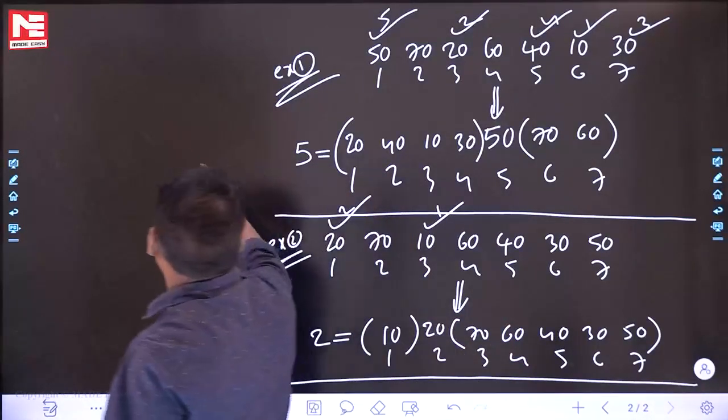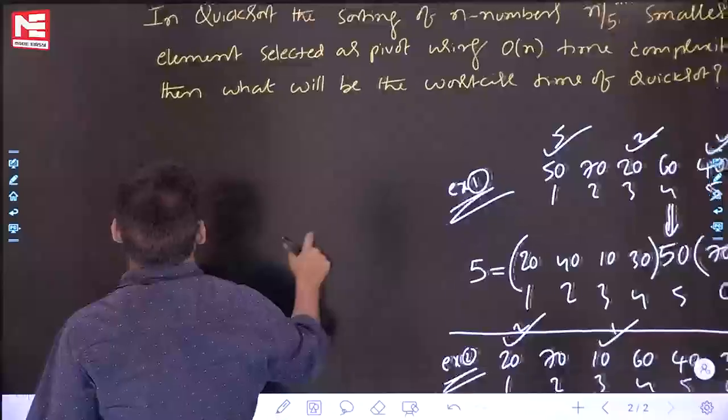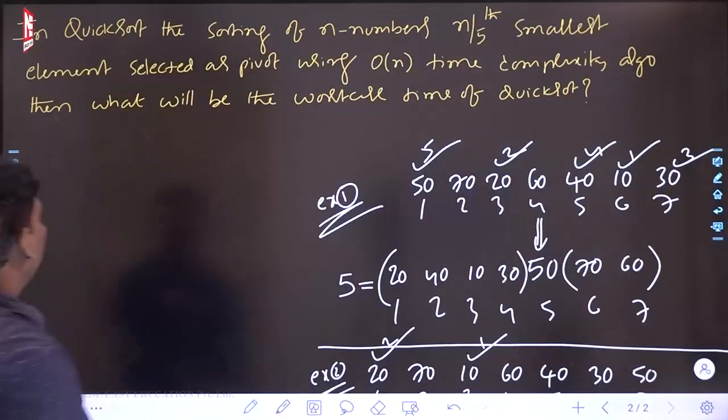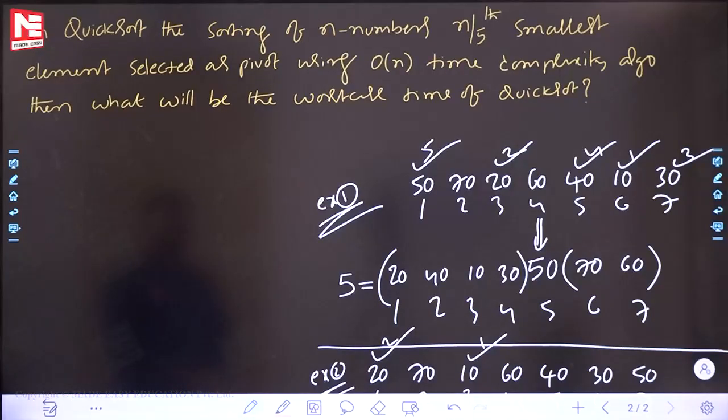Now read our problem. Now you can easily give the answer. In quicksort, for sorting n numbers, the n by fifth smallest element is selected as a pivot using an order of n time complexity algorithm. Then what will be the worst case time complexity of quicksort? Can you say which element you selected as a pivot? The n by fifth smallest element is selected as a pivot.